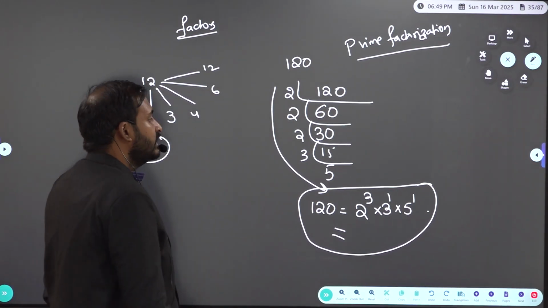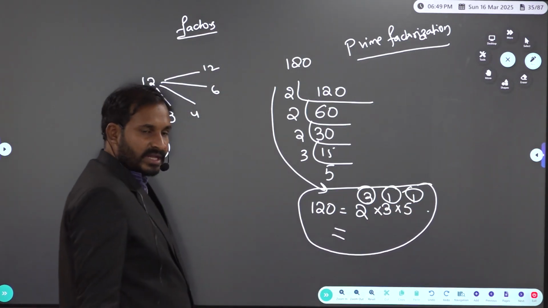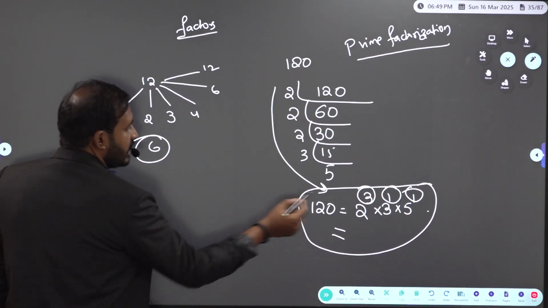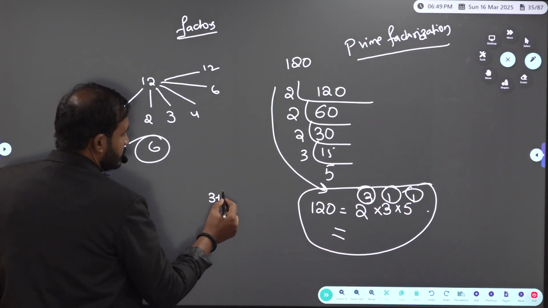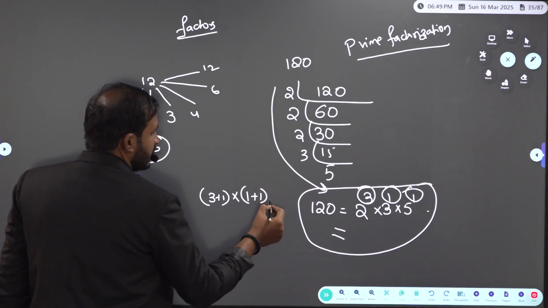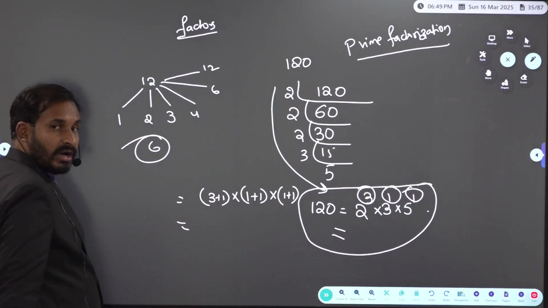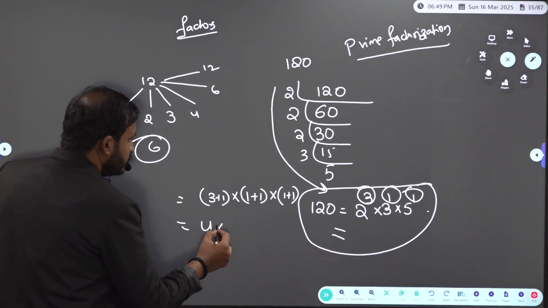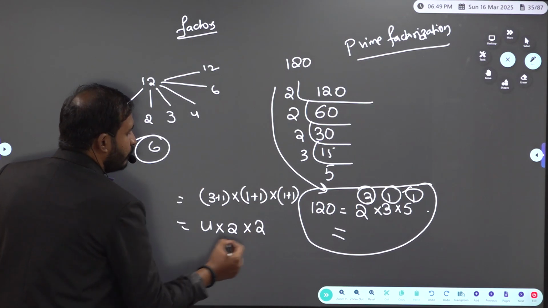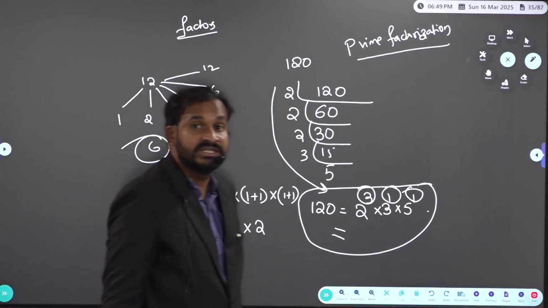After writing it, take the powers and add 1 to them and multiply them. That means what? What is 2 power here? 3. So 3 plus 1 into, what is 3 power here? 1. 1 plus 1 into, what is 5 power here? 1 plus 1. So now what happens here? 4 into 2 into 2, 4 2s are 8, 8 2s are 16. That means 120 will have 16 factors.